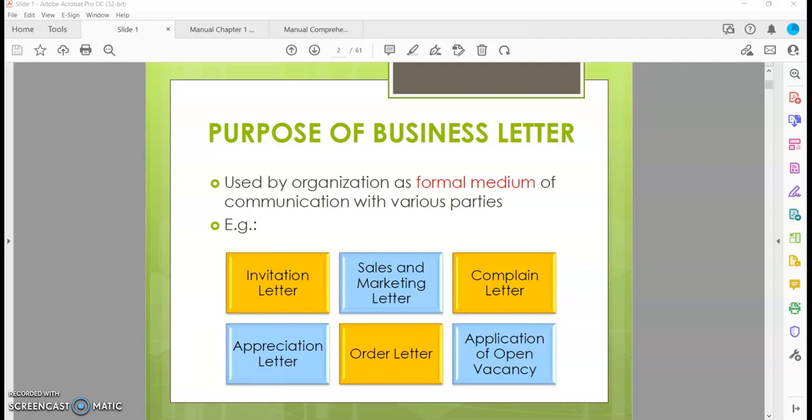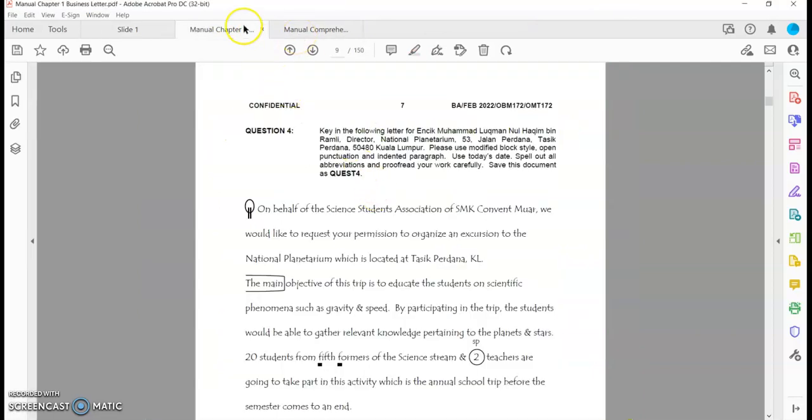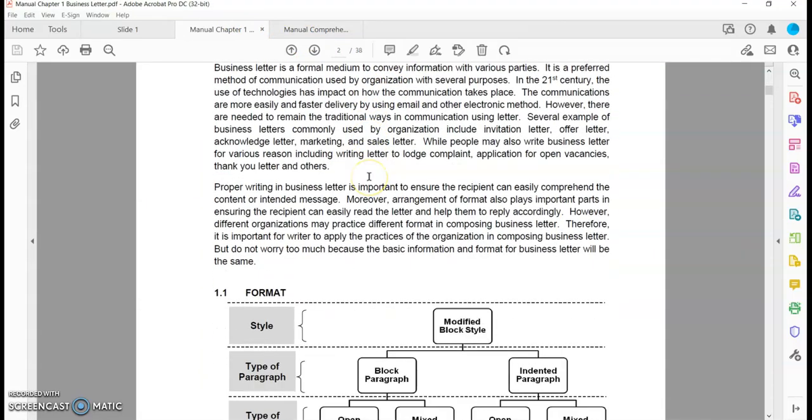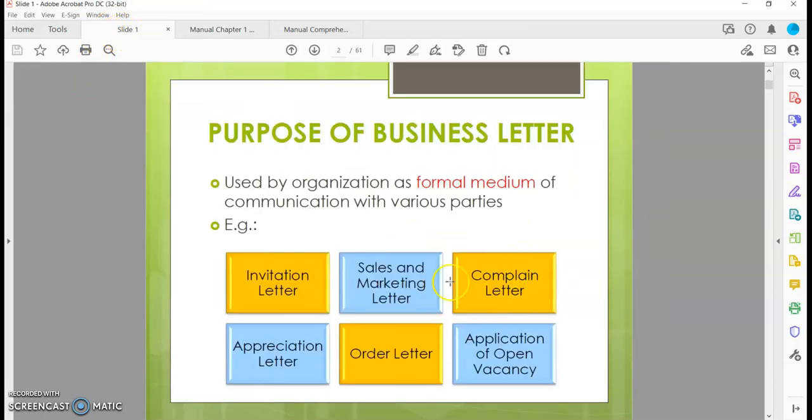All right, there are actually many more examples that you can have a look at in your manual. Here I will explain details about the purpose before we go to the format. All right, so we come back to the slide here.